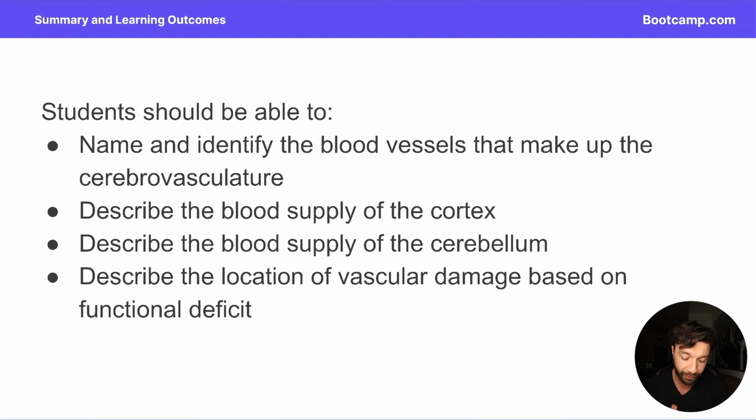So when you're all studying for this, you should be able to name and identify all the blood vessels which make up the cerebral vasculature, describe the blood supply of the cerebral cortex, as well as the cerebellum, and then describe the location of vascular damage based on a functional deficit, similar to like we saw in our case study.